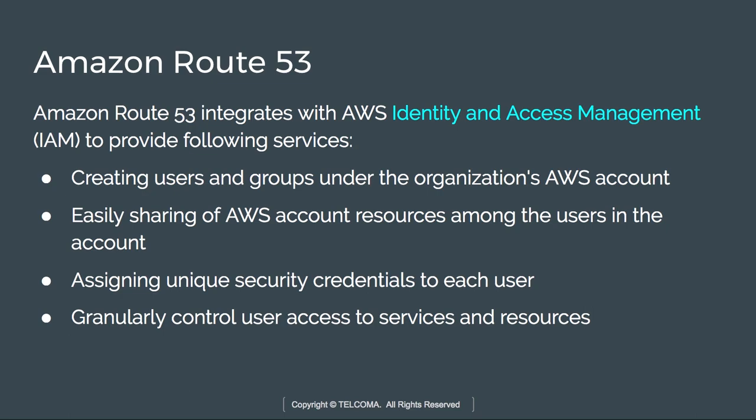Amazon Route 53 integrates with IAM, which is Identity and Access Management, and it provides services like creating users and groups under an AWS account. We can easily share resources among users in the account. We can assign unique security credentials and have granular control of access to services. For example, a user can use IAM with Route 53 to control which users in the AWS account can create a new hosted zone or change record sets.